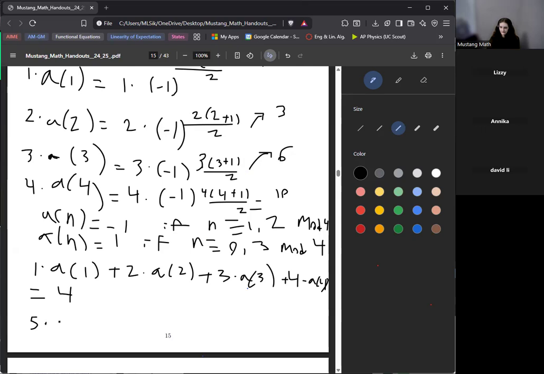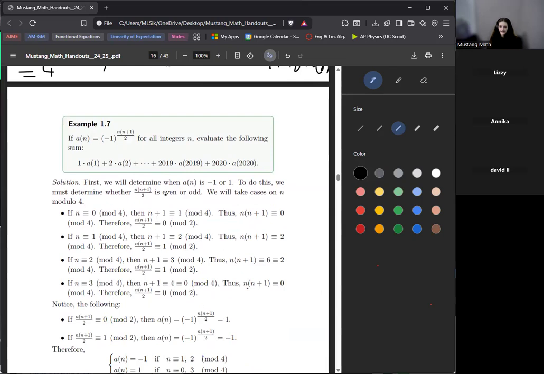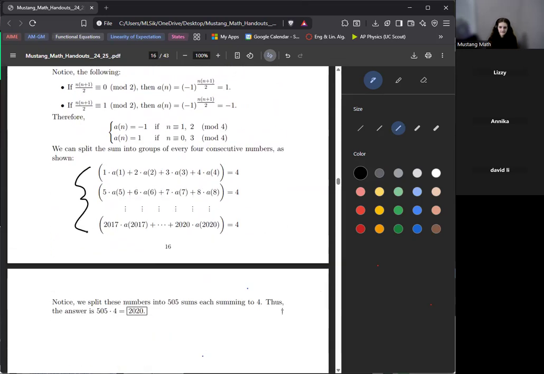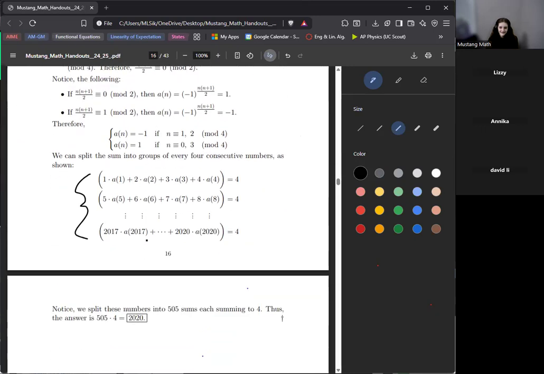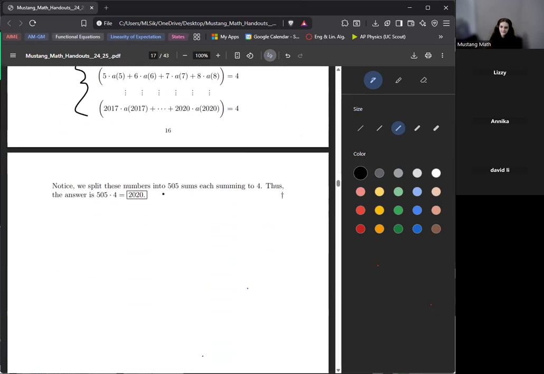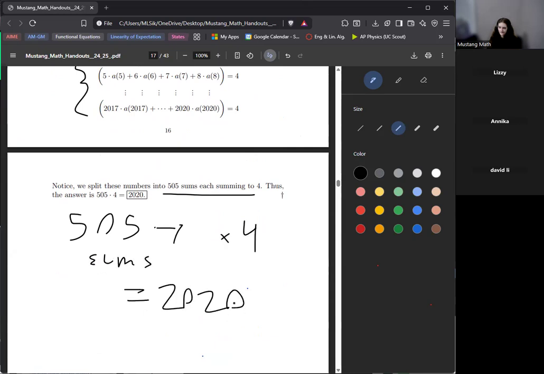We do the same thing for 5 times a of 5 plus 6 times a of 6 plus 7 times a of 7 plus 8 times a of 8. I'm sorry, this is a lot to write out. You can see that this also evaluates to 4, and so on and so on. You can see it's done over here, and I just ran out of room to write. But we split it into 505 sums, each summing to 4. 505 sums times 4, meaning the total is 2020.